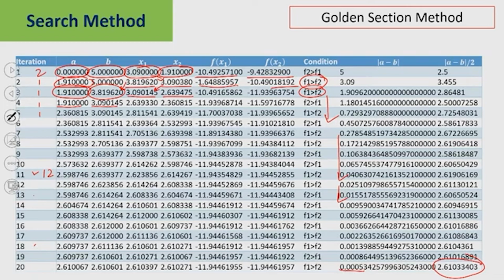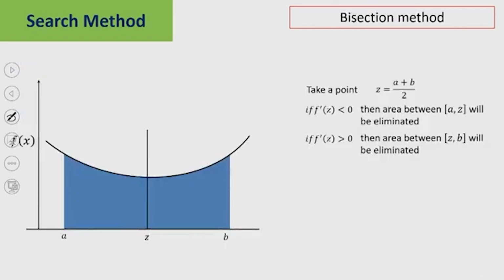Then let us go to the next algorithm. So, next algorithm is the bisection method. So, in bisection method, what are we doing? We are taking a point z, which is (a+b)/2, that means at the midpoint. Okay. So, at the midpoint we are taking this point z, and then we are just checking whether the derivative value at that particular point is less than 0 or greater than 0.